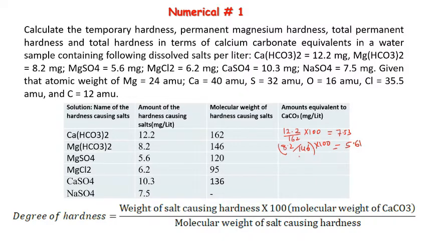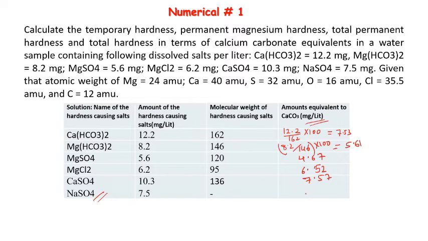In the same way, we can calculate the other ones. So here we will get 4.67, then 6.52 milligrams per liter, and then 7.57. These are all in milligrams per liter, right? Here we are not calculating for sodium sulfate because the sodium sulfate will not cause any kind of hardness to the water. Now, what has been asked in this question?